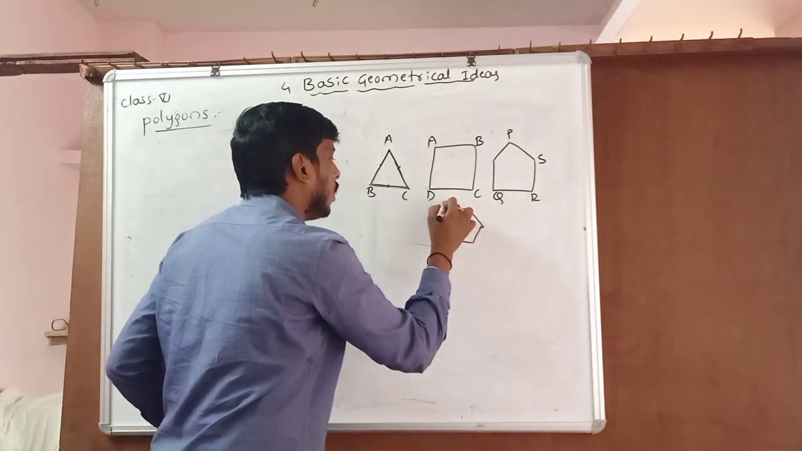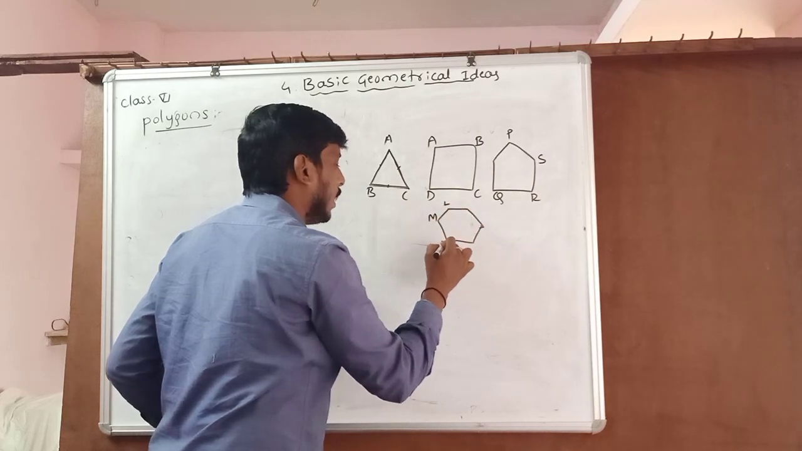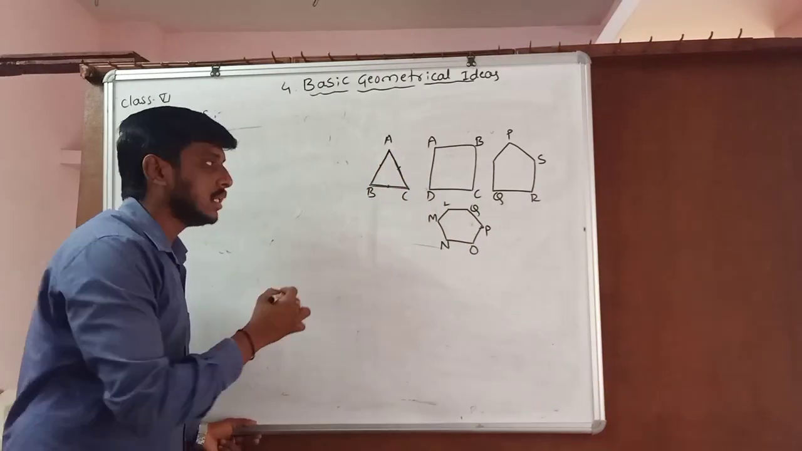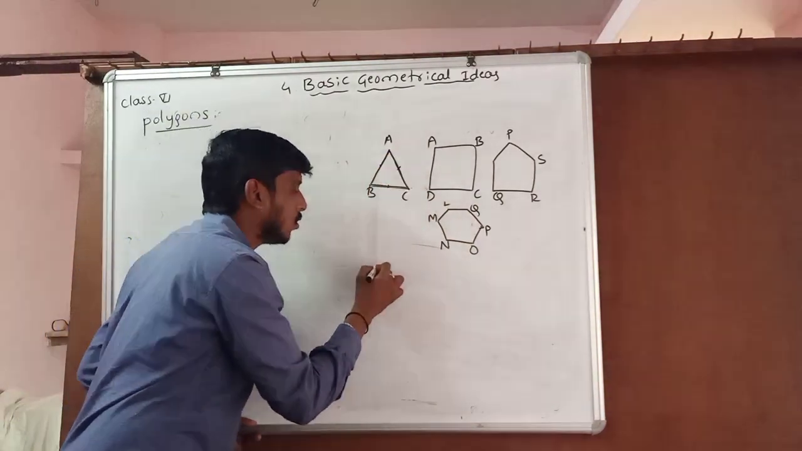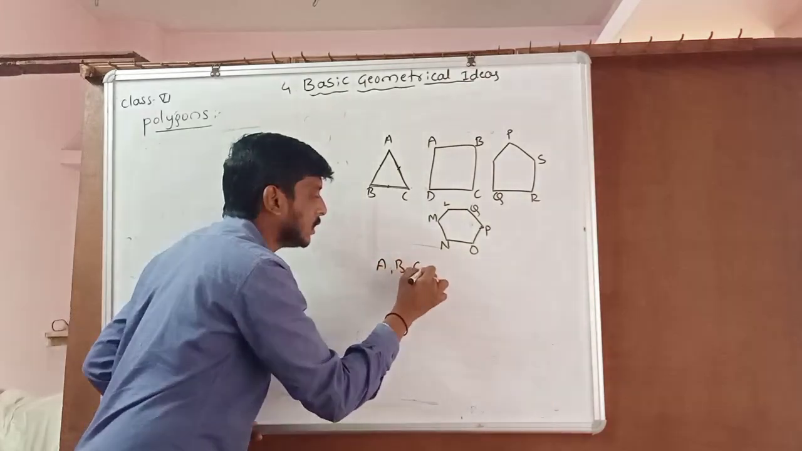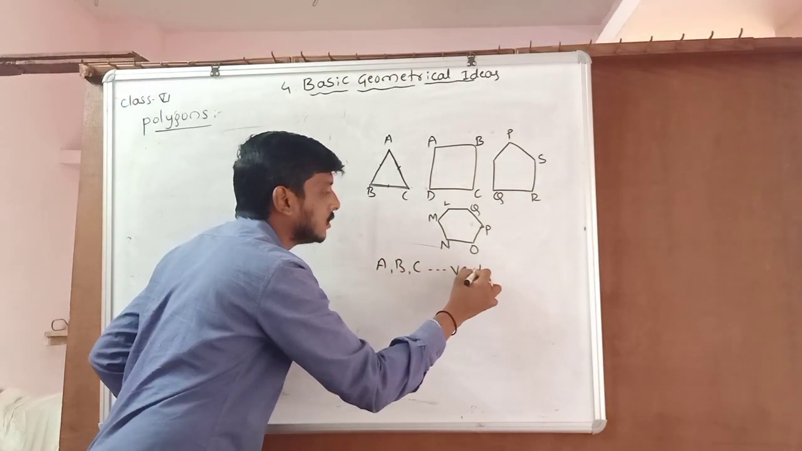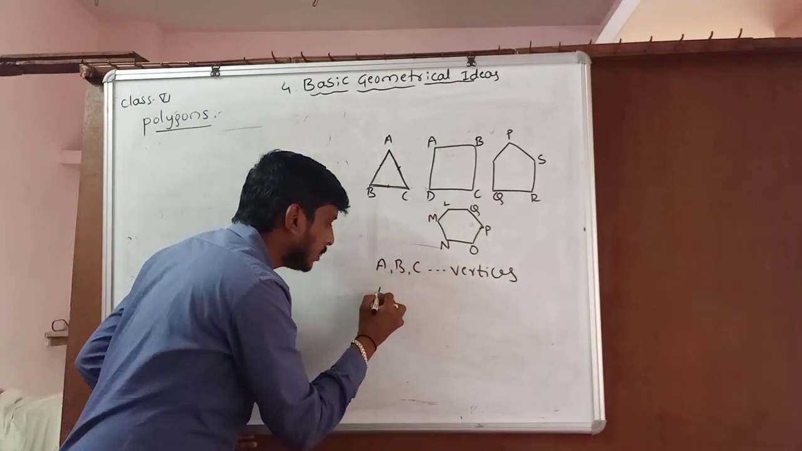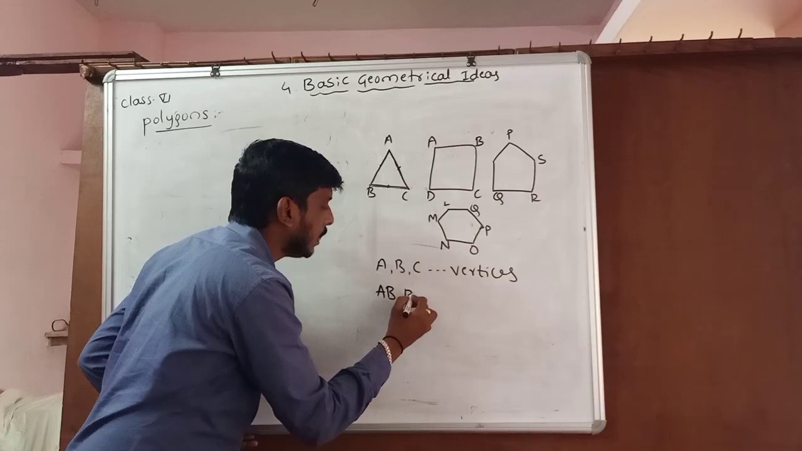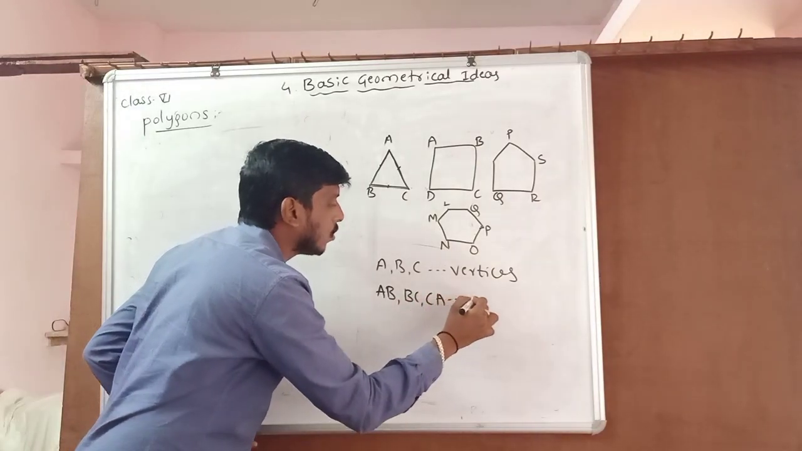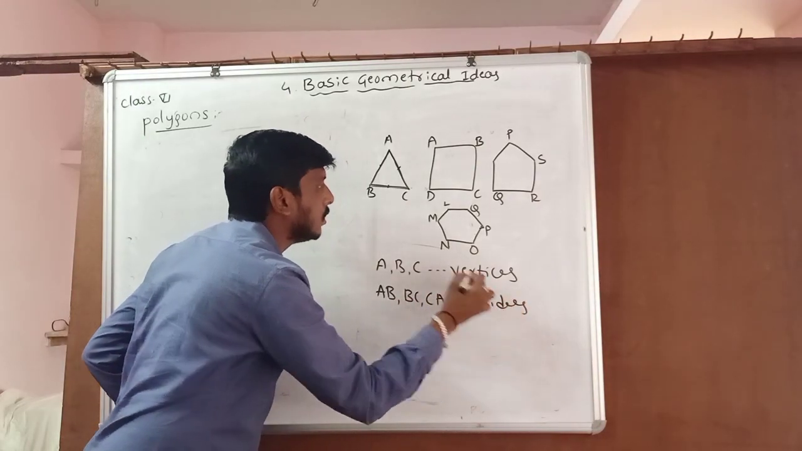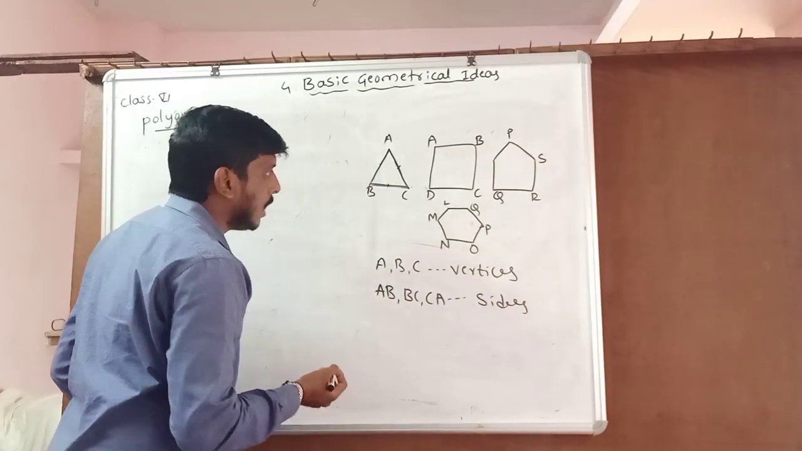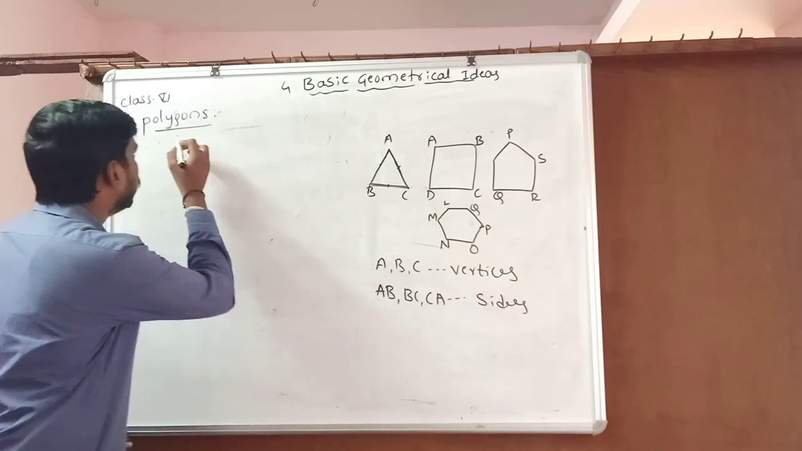Here L, M, N, O, P, Q. So what are ABC? These A, B, C are called vertices. What is AB? This AB, BC and AC are called sides of a given geometrical figure. Okay, sides, vertices, and here, what is our concept?